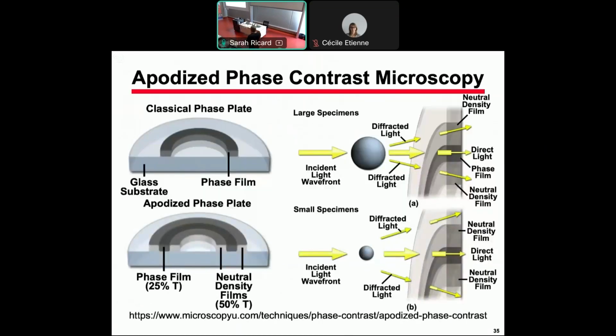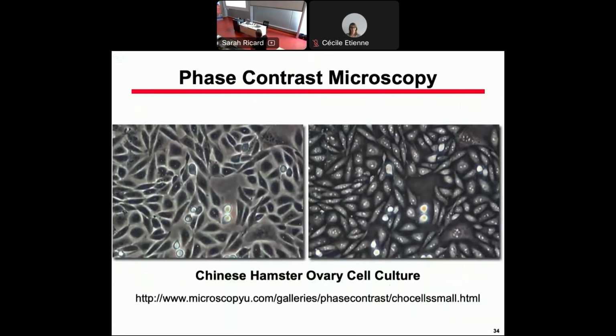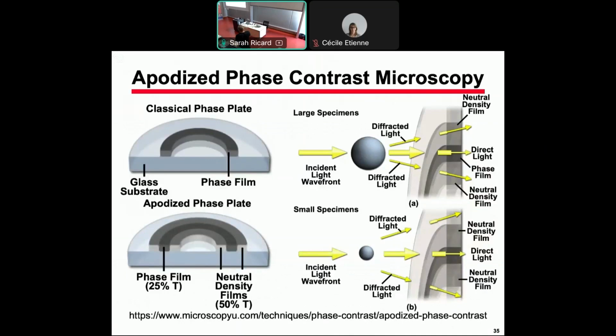Recently, it has been improved again because one of the drawbacks is we see these rings, which have no biological meaning, it's an optical phenomenon. It is due to diffraction, and very recently it was proposed to improve this by changing the classical phase plate to a so-called apodized phase plate, which improves the quality of images a lot.